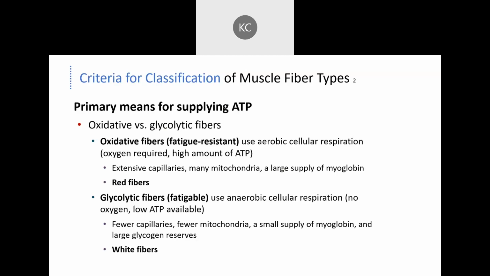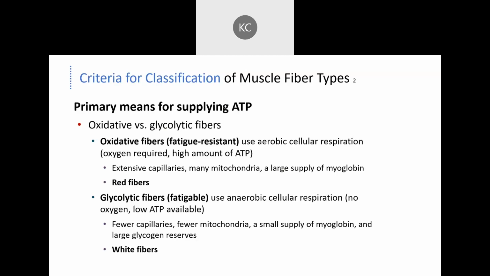You need ATP for contraction, for relaxation of muscles. You need it to pump the calcium back into the sarcoplasmic reticulum. So if you have lots of ATP, you're able to contract your muscles for a longer period of time. So these fibers are also called fatigue-resistant fibers, right? They can contract for long periods of time without needing to rest, right?